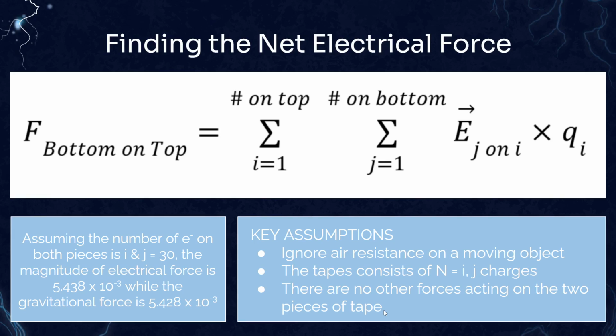Assuming that the number of charges n is equal to 30, which would mean that i and j were also equal to 30, the magnitude of electric force, which is roughly the same as the gravitational force, was 5.438 times 10 to the negative third power. Our key assumptions for these calculations were that we could ignore air resistance, that the tape only consisted of n equals i and j charges, while there were probably roughly a million electrons involved in this process, and that there were no other forces acting on the two pieces of tape.